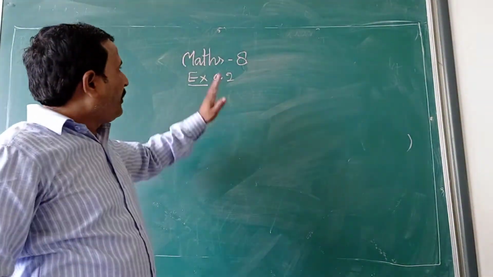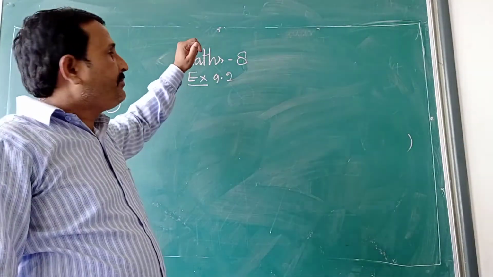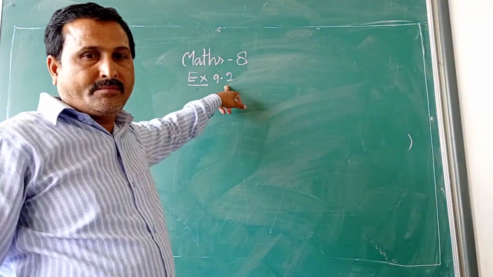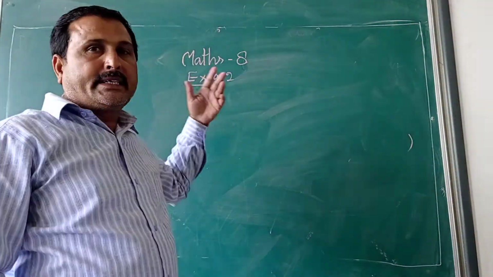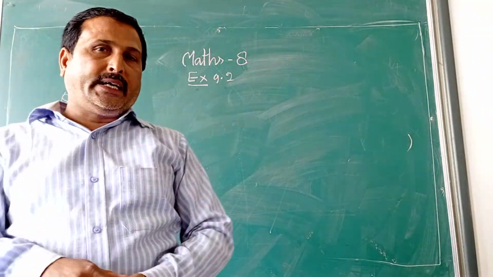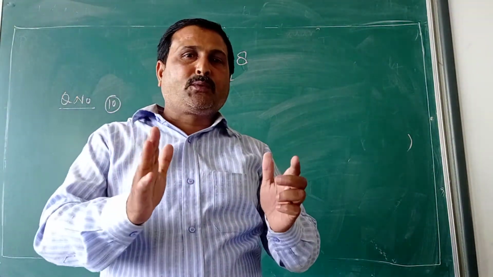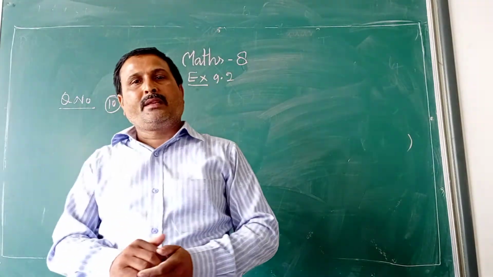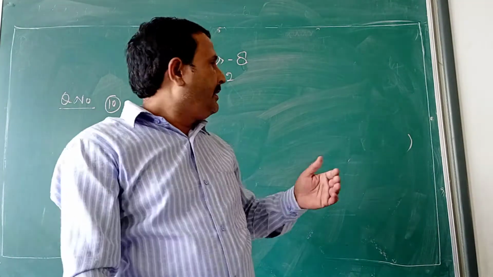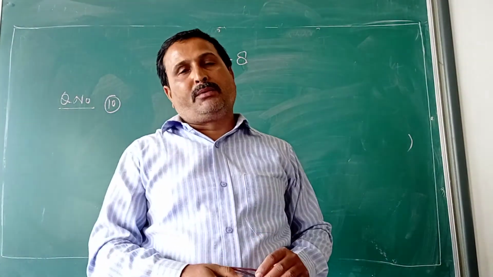In math, profit, loss, and discount, exercise 9.2 was going on. In that, I had explained some questions, and some questions remain. Before that, I told you that you have to solve the examples also. If you solve them, you will get some more methods, and then you can easily solve the questions.